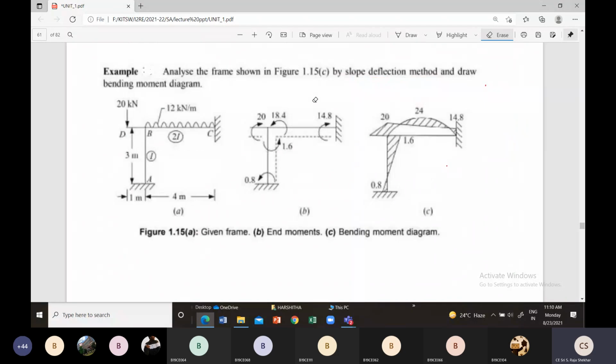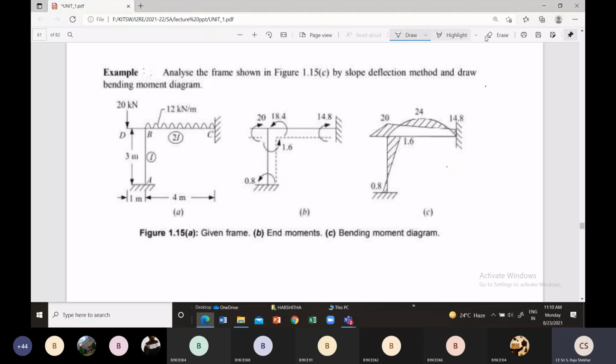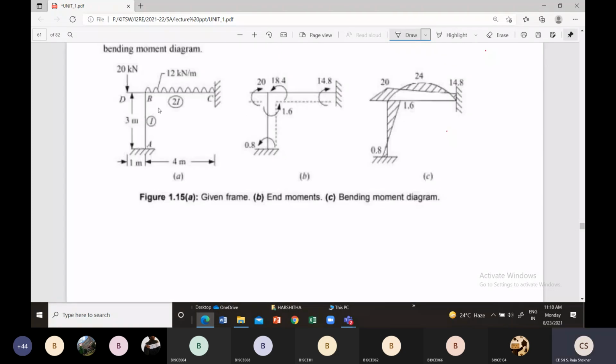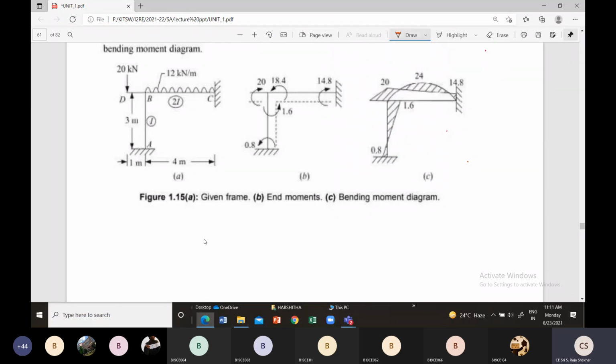So first, the procedure is the same as what we discussed for beams. The same procedure we are going to follow here. First we need to calculate the fixed end moments of those particular members. So this is member A. This is C, and this will be A, and this will be B, and this will be D.